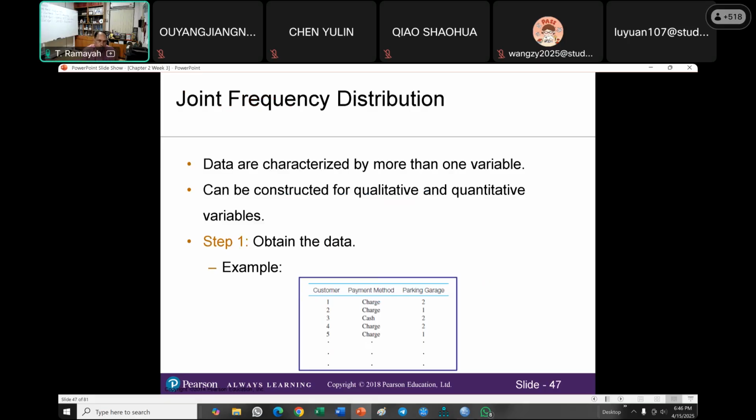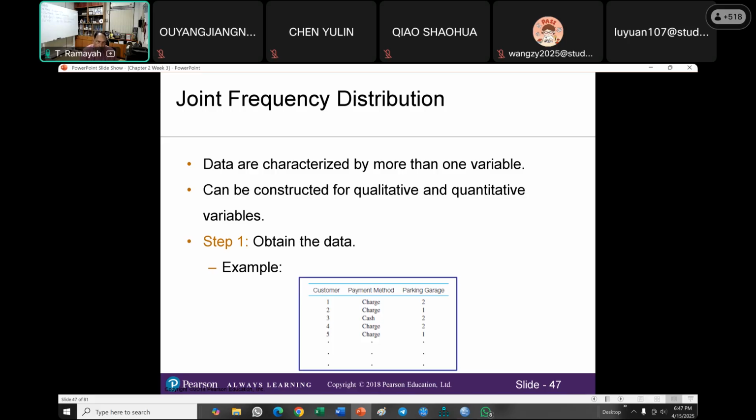So far we have only looked at one characteristic at a time. Now we want to look at two characteristics at the same time. They can be qualitative characteristics. They can be quantitative characteristics. When we look at two characteristics at the same time, we call them a joint frequency distribution. So in this week, we will only look at a joint frequency distribution.